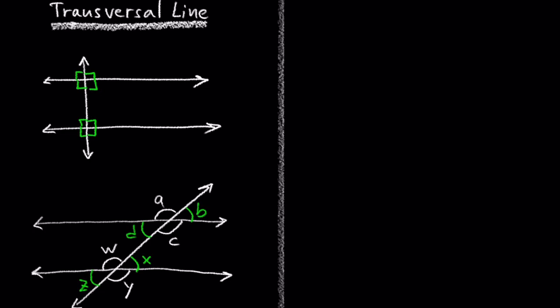So let's say angle Y has 120 degrees. Then angle W, angle C and angle A have also 120 degrees. And when angle Z has 60 degrees, then angle X, angle D and angle B have also 60 degrees.